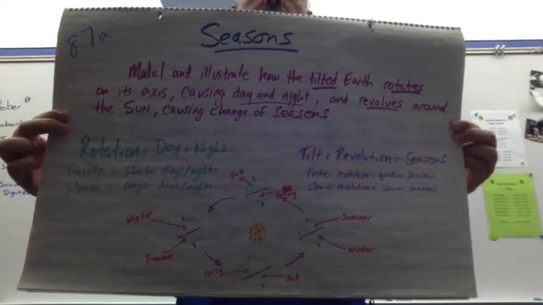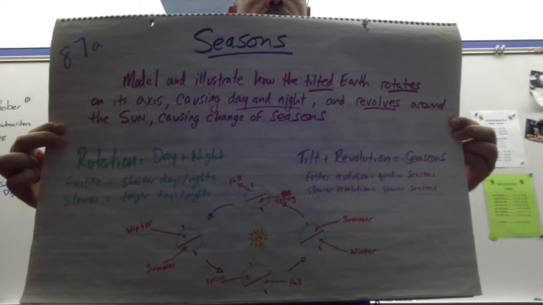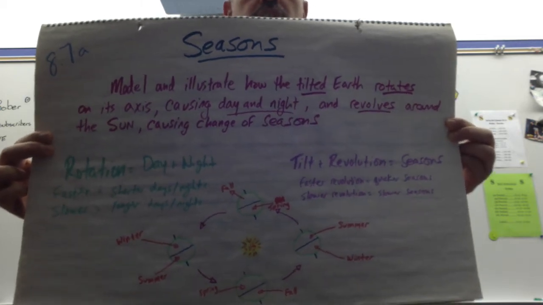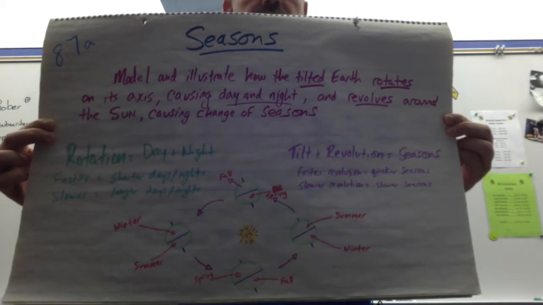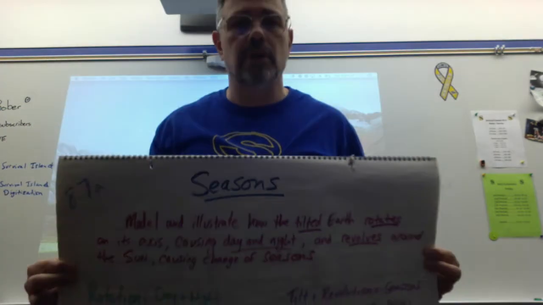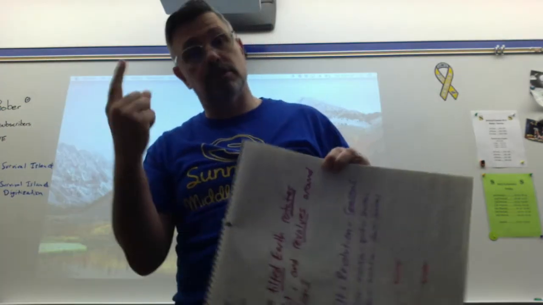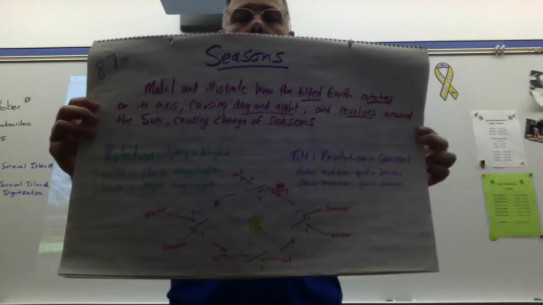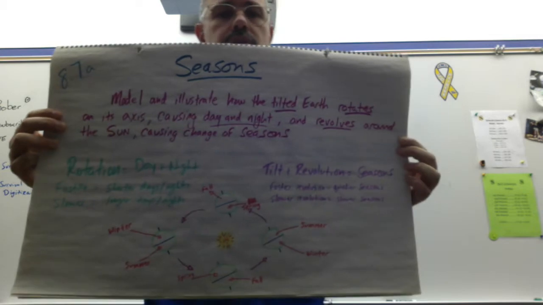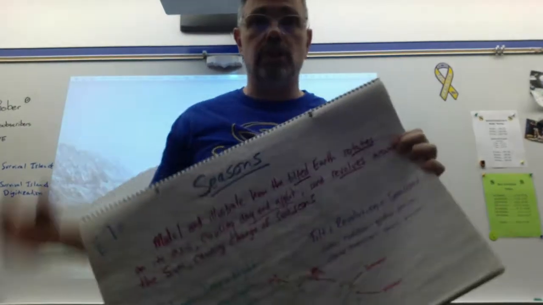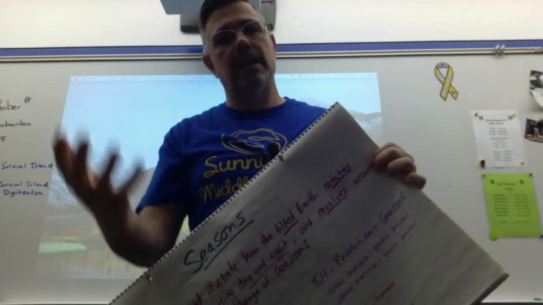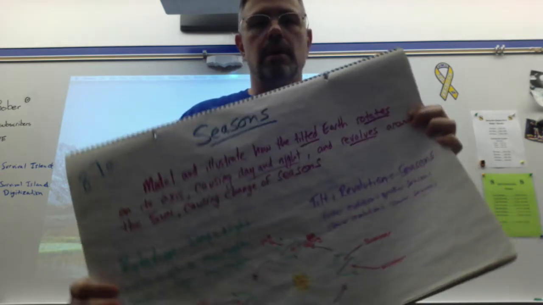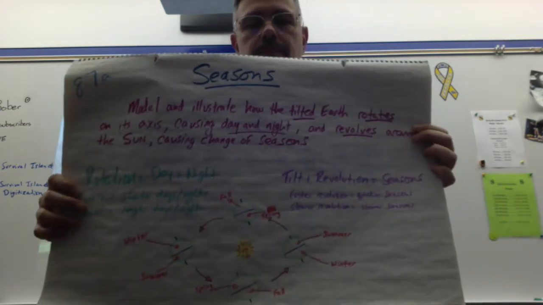So we have model and illustrate the tilted Earth, that it rotates on its axis, causes day and night, and revolves around the sun, causing change of seasons. So we have a couple vocabulary words here. We have rotation, which is to spin. We have tilt, like to 23.5 degrees, like our Earth is. And we have revolution, which means to go around. So understanding those vocabulary words is very important in this TEKS.